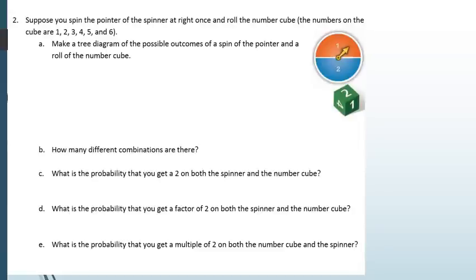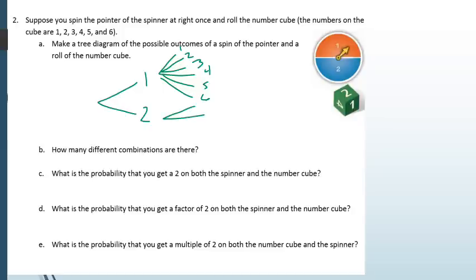Let's start by making a tree diagram of the possible outcomes for the spinner and the number cube. So starting with the spinner, I can get either a 1 or a 2. Then I'm going to roll my number cube. So here I could get 6 different things: a 1, a 2, a 3, a 4, a 5, or a 6. So I'm going to go ahead and draw those same 6 branches coming off of 2. And I know it's hard to fit them all on there, but just do your best.